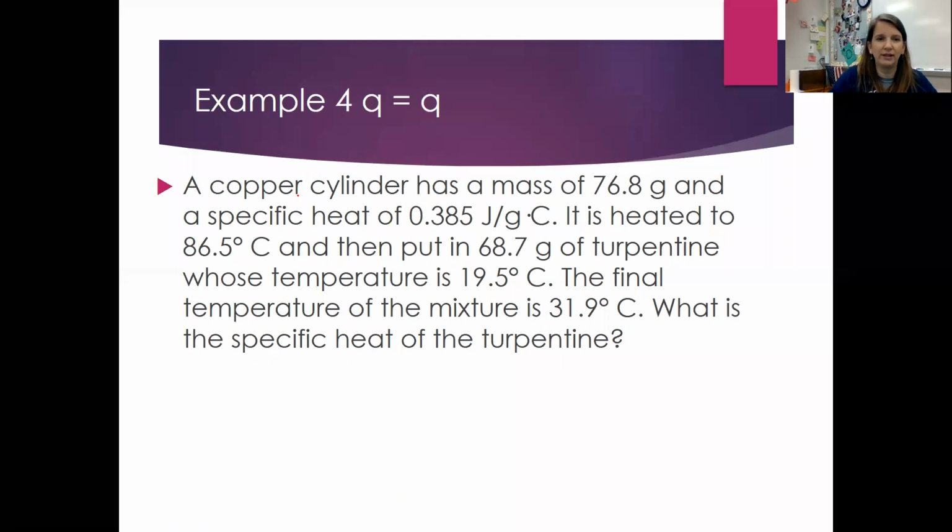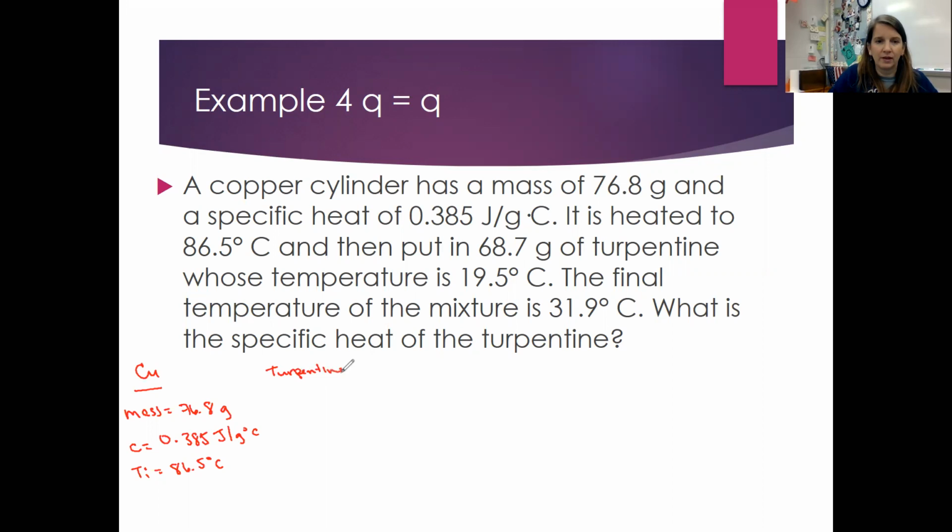so I'm going to keep track of what's what here. We have copper, and it has a mass of 76.8 grams and a specific heat of 0.385 joules per gram degrees Celsius. It's heated to 86.5, so that's our initial temperature of the copper, 86.5 degrees Celsius. And then put in turpentine. So we have some turpentine over here, and it has a mass of 68.7 grams. And it has an initial temperature of 19.5 degrees Celsius.